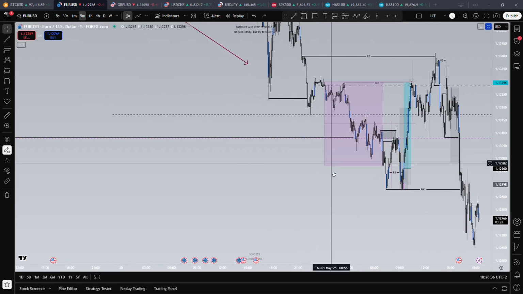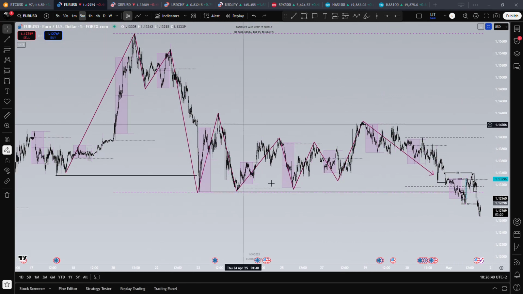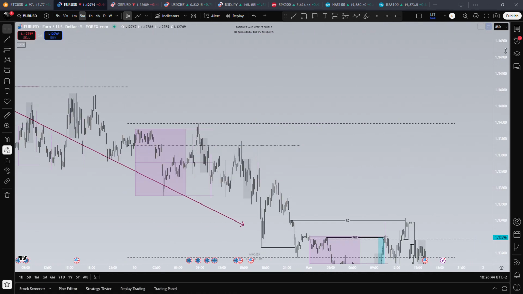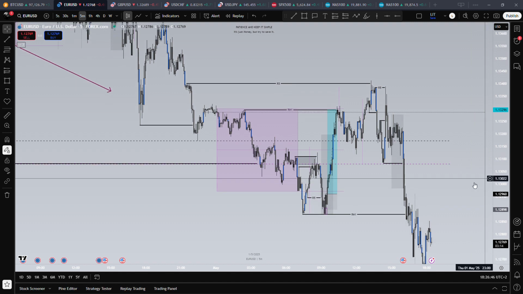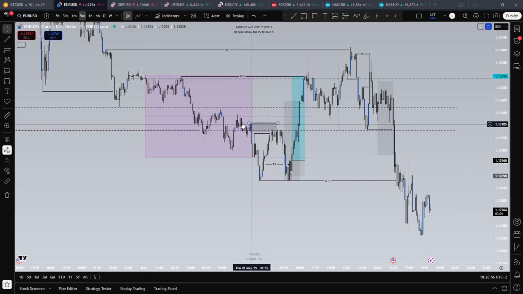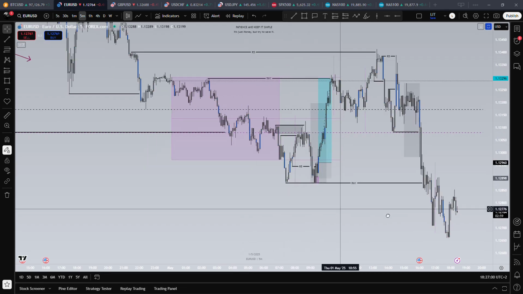EURUSD, we had a downtrend here. We were ranging and then we broke this low again. So I was looking for buys here with this break obstructor. It broke up, having taken the S&T's liquidity, and well, I couldn't enter.